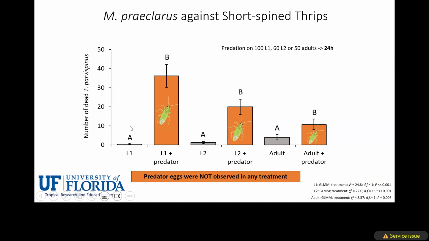In this case we didn't add predator, in this case we add predator. And in all cases you see a difference between the control and the treatment, meaning that the predator actually fed on the short spine thrips, but we didn't observe eggs in any of the treatments.